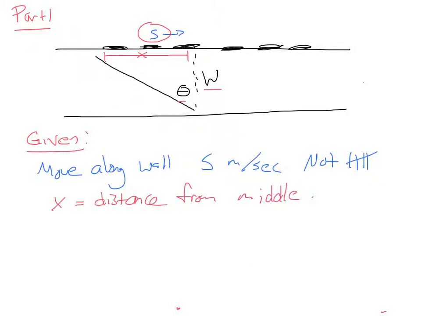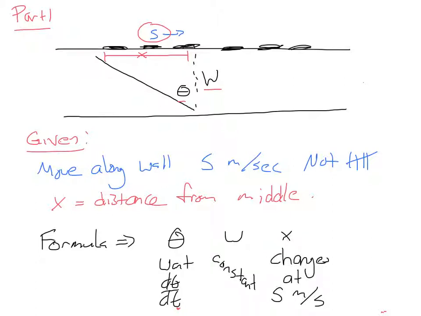So we need to find a formula that brings together theta, because we want to know about theta. We want d theta over dt. It brings together W, because we know what W is, it's a constant, and X, because X will tell us how far our distance is, and we know how fast it changes. The key for this related rates problem is finding that formula that connects all three of these things together: theta, W, and X.